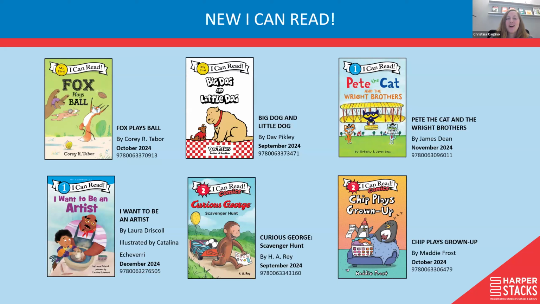Big Dog, Little Dog, we are super excited to bring this series from Dog Man creator Dav Pilkey to I Can Read. Everyone's favorite cat is back with Pete the Cat and the Wright Brothers, and you guessed it, he's going to help the Wright brothers build their first airplane. And I Want to Be an Artist.